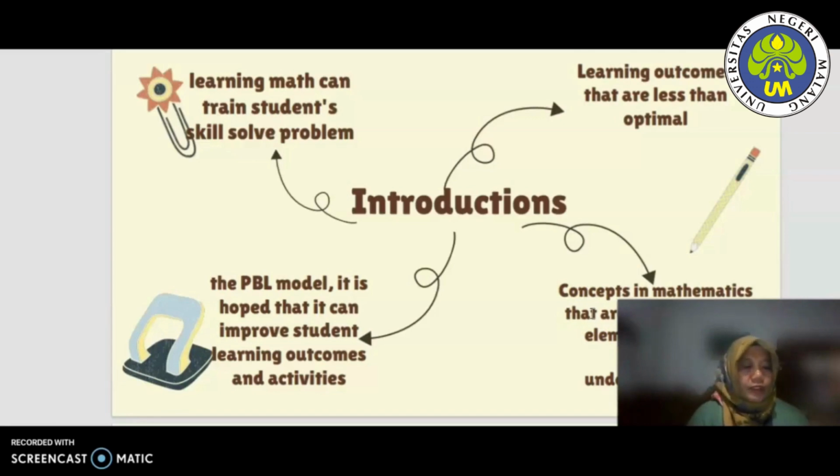Elementary school students, whose cognitive development stage is to think concretely, add to the difficulty in learning mathematics, including fractions. Finally, learning outcomes are less than optimal. In this fraction material, it is caused by many factors. One of them is the instructional model. And then the PBL model, it is hoped that it can improve student learning outcomes and activities.